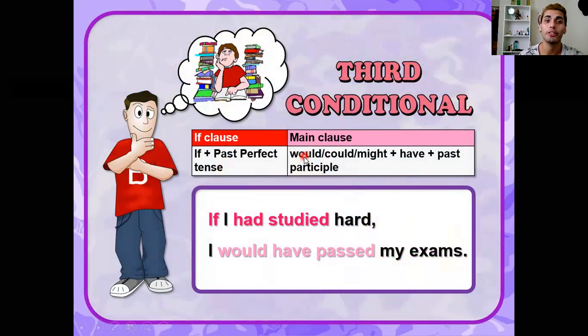Now let's talk about the third conditional, which is the most difficult according to every single person I know. Third conditional is very interesting. Well, all the conditionals are really interesting for me. I really think they are. But the third conditional is kind of difficult. It's the most difficult one, yes, it is.